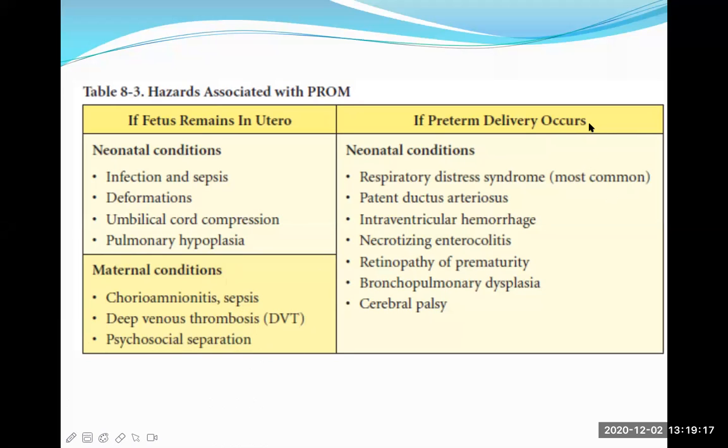If preterm delivery occurs, the neonate will have a lot of complications. Now, why is this preterm delivery occurring? Because of PROM. And after the preterm delivery, these are the problems in the neonate. Respiratory distress syndrome is the most common one, of course, if the baby is delivered prior to 34 weeks of gestation. PDA, patent ductus arteriosus, is one of the important problems of preterm babies.